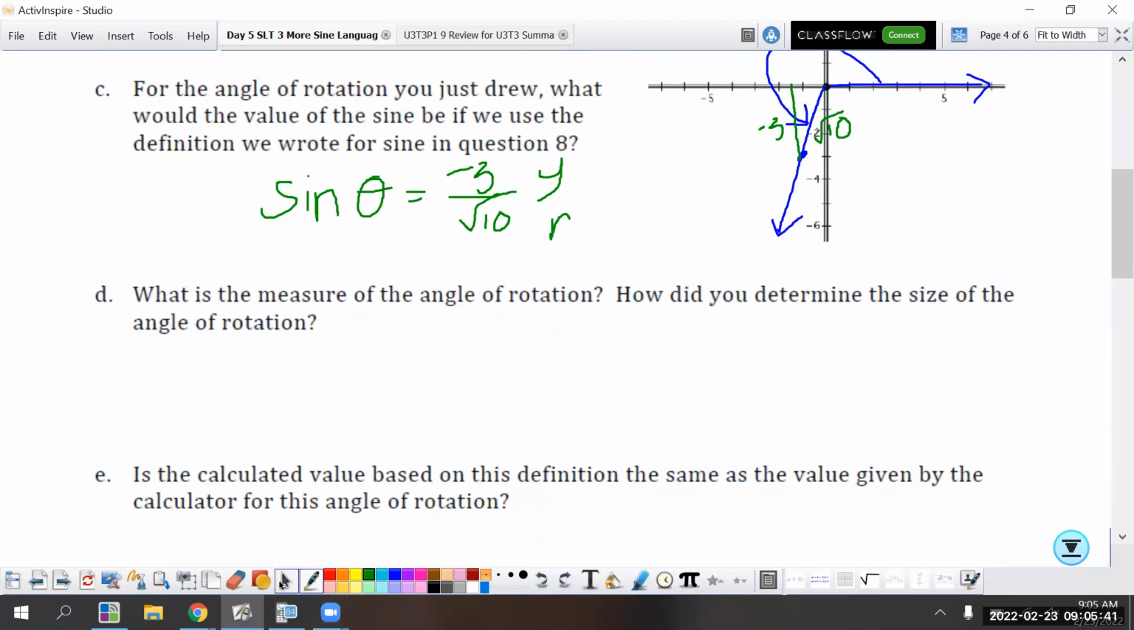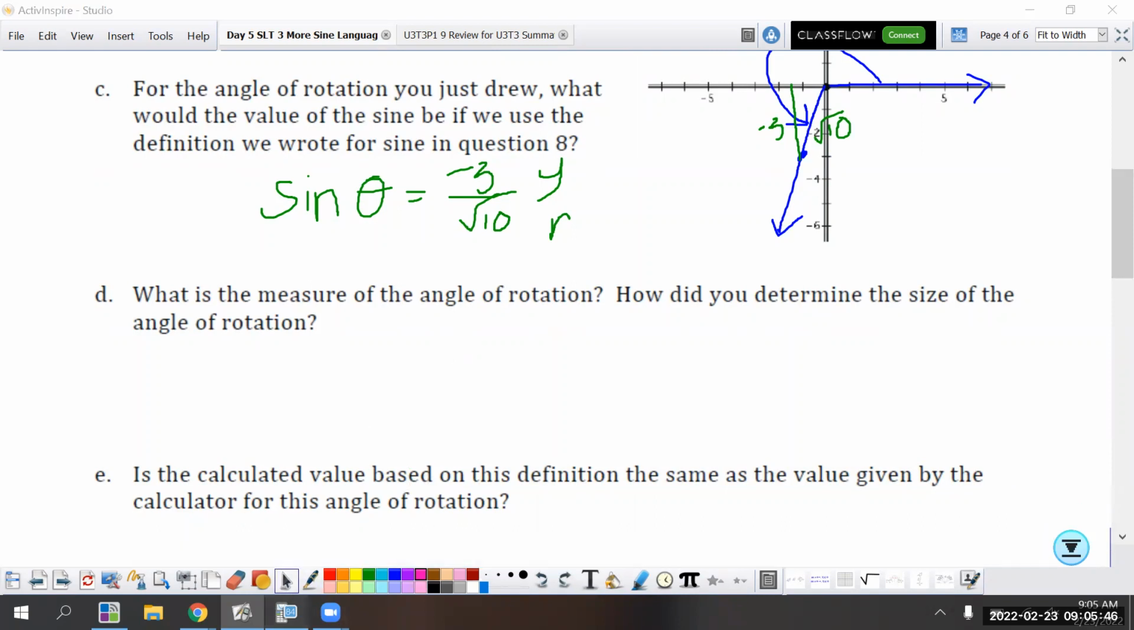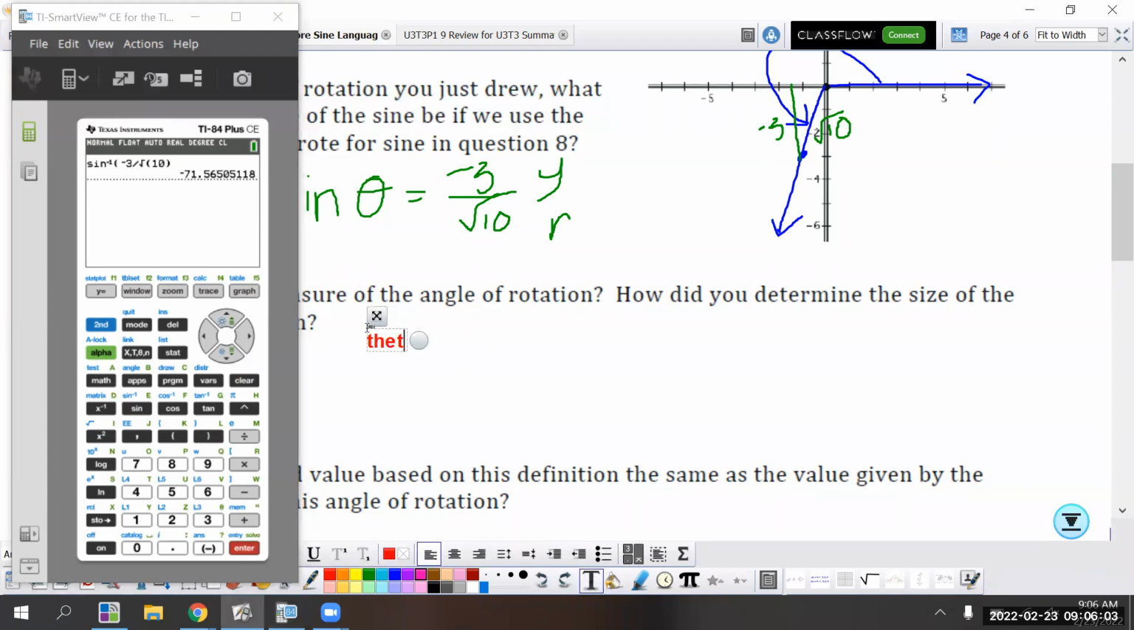All right, what is the angle of rotation? Solve that now in your calculator. It says theta is -71.6 degrees. Now, wait a minute, -71.6, that's in quadrant 4.